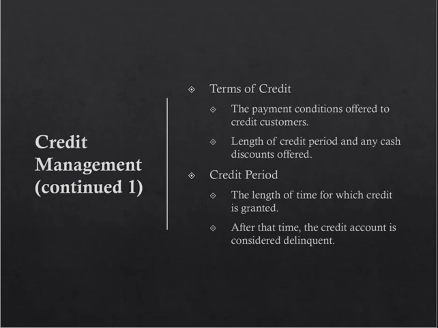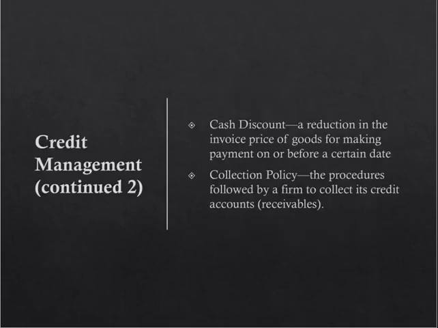Your credit period is the length of time for which credit is granted, and after that time, the credit is considered delinquent. Normal companies are 30 days. Cash discount, we saw the power of a cash discount. That's a reduction in invoice price for goods for making a payment before a certain date. And then collection policy is what are we going to do if someone doesn't pay? So how do we go through a collections process for our receivables?